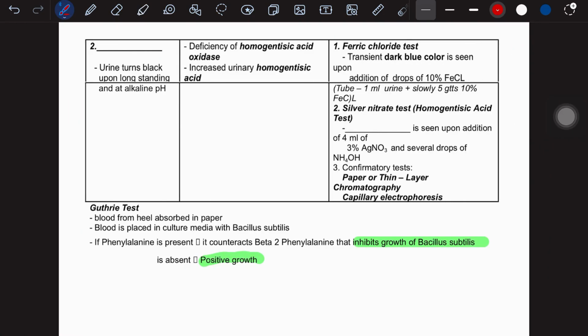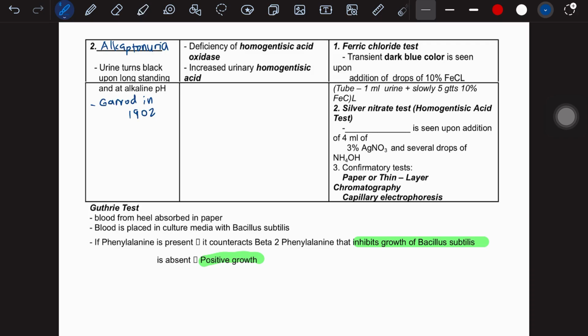Next, let's proceed to the next one. That is your, i-write na ni, there is a blank, is your alkaptonuria. So, ang atong alkaptonuria, this is one of the 6 original inborn errors of metabolism described by Garrod in 1902.